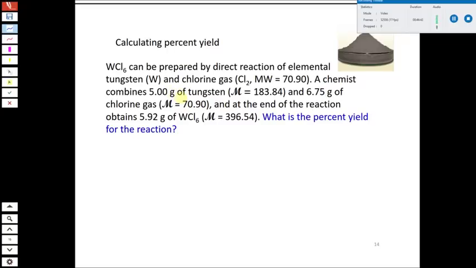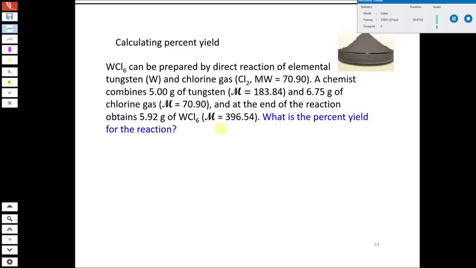So those are the two amounts of reactants. We have amounts for both reactants, so we should immediately be thinking limiting reactant is going to be part of this. And at the end of the reaction, we obtain 5.92 grams of WCl6. That's going to be our actual yield, the amount of product that we actually got in the lab experimentally. What is the percent yield for this reaction?